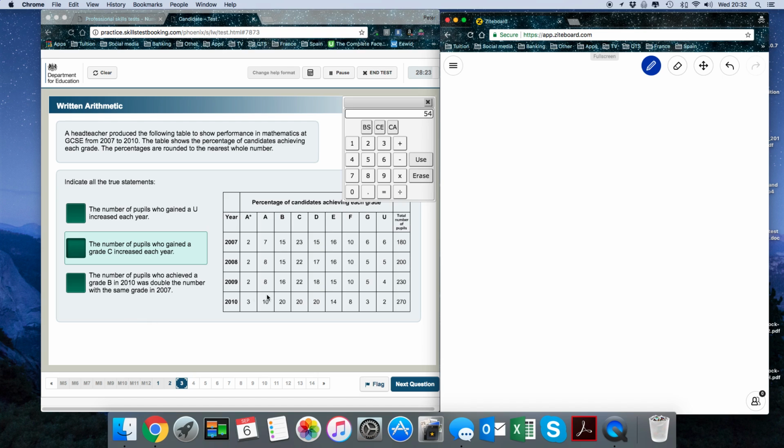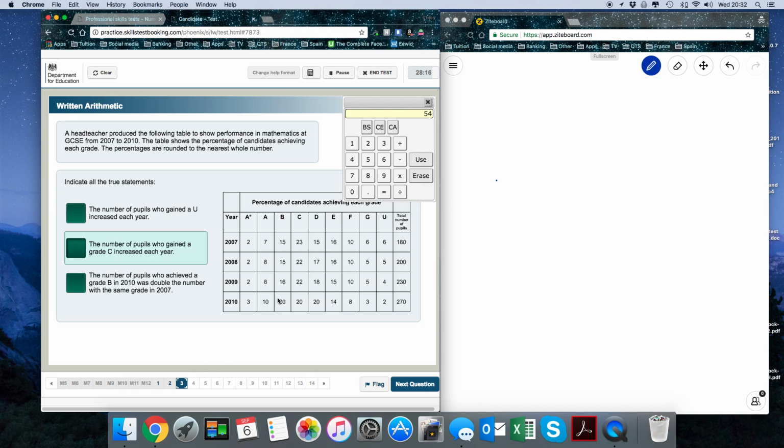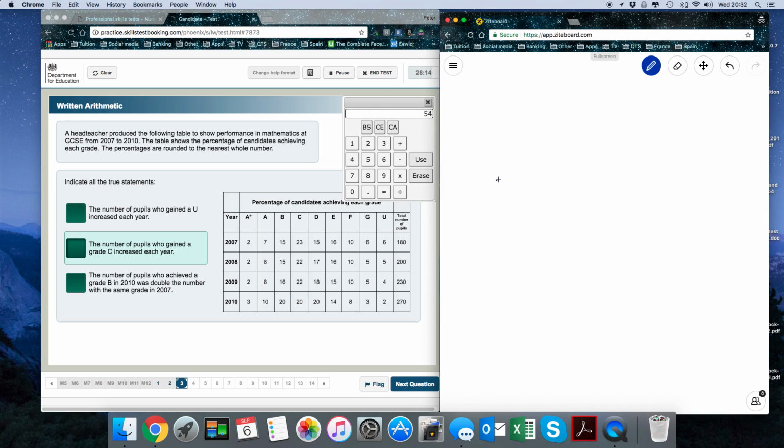Okay, so the final statement says number of pupils again. Grade B in 2010. I'm just going to purely focus on that. Grade B in 2010, 20% again. So that's 20% of 270. To be honest, we just did that. It was 54. So I'm going to write that one down. Okay, next one. The same grade in 2007. So 2007 was 15%, so we're doing 15%. But in 2007 there were 180 pupils.